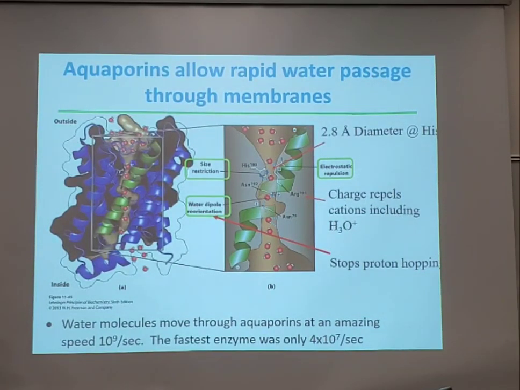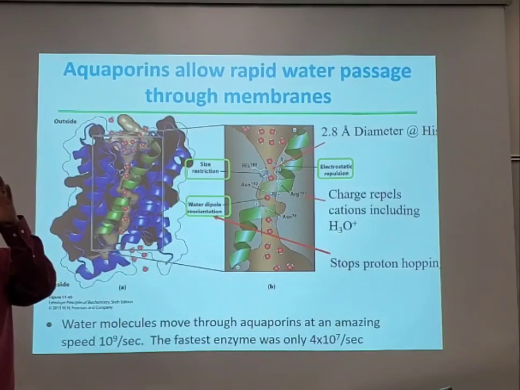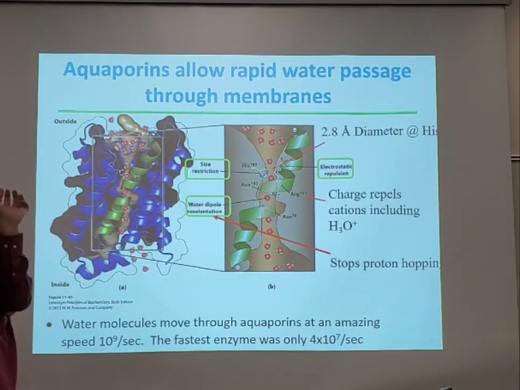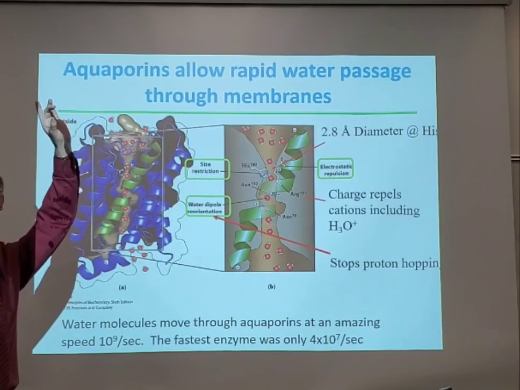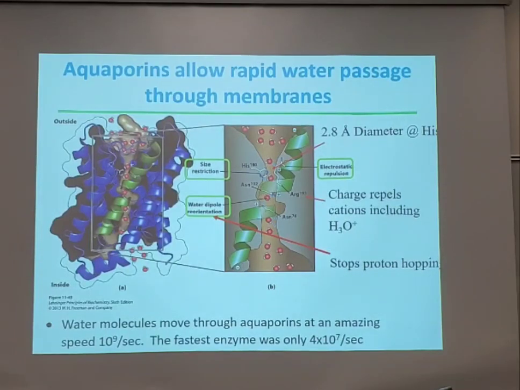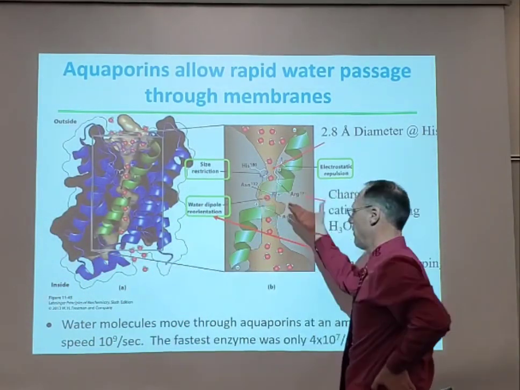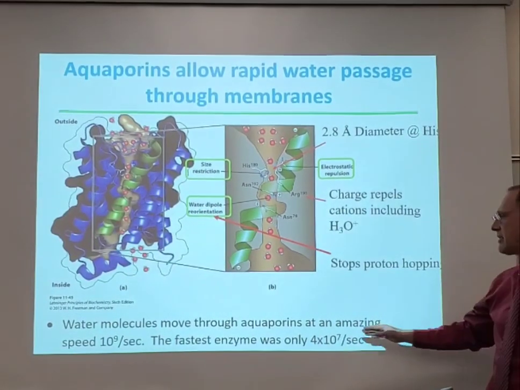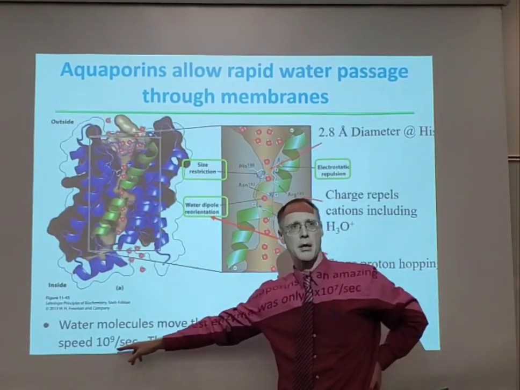And it's designed to not allow proton hopping, which is where the proton could actually move on the hydronium by going and binding to a water, becoming a hydronium, and then another proton comes off of that one and just moves along the water without actually physically moving the whole hydronium. But this one's capable of stopping it. What is it doing? Electrostatic repulsion, so it keeps the charge groups away. Size restriction, water orientation to flip it so that it can't just do that. It's all designed in there. It runs at 10 to the 9th per second.